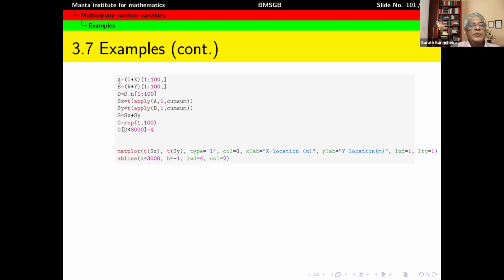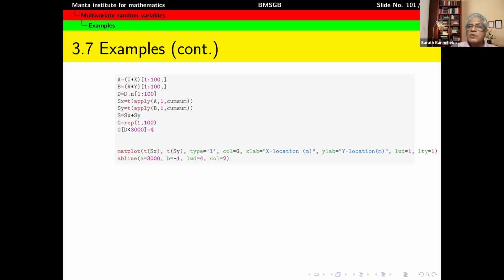So I consider A to be U times X, where U and X were the same things that I generated earlier, but only the first 100 values. And so this is actually a matrix, right? 100 rows and all the 24 columns, right? So this U times X will give you a matrix, because it's multiplying column by column, right? Column-wise.